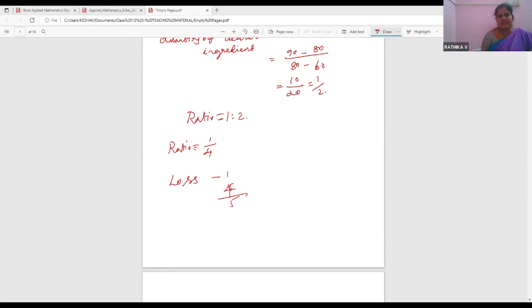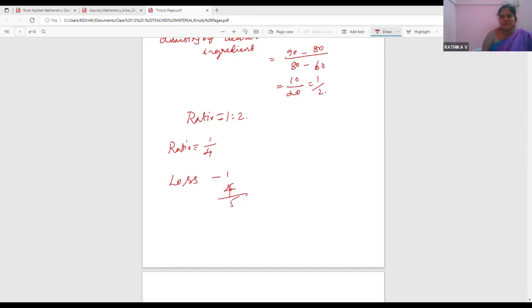2 pipes can fill a cistern in 8 and 12 hours respectively. The pipes are opened simultaneously and it takes 12 minutes more to fill the cistern due to leakage. If the cistern is full, what will be the time taken by the leakage to empty it? So here 2 pipes are opened at the same time, and we calculate it for 1 hour. We know this concept from 8th and 9th standard mainly, and even in 10th standard this concept comes.